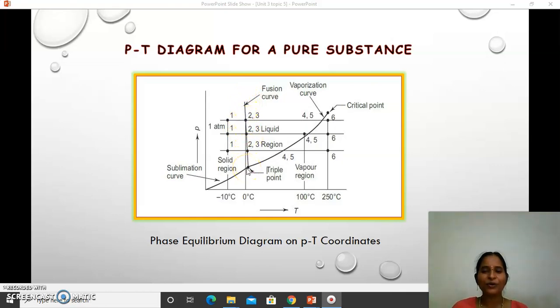Okay, why? Only for water this negative slope is there, because when the ice is converted to water, its volume is decreasing. That has been shown here as a negative slope. And further, the third curve is the vaporization curve, which is meant for water converted to vapor. This is at the temperature of 250 degrees Celsius.